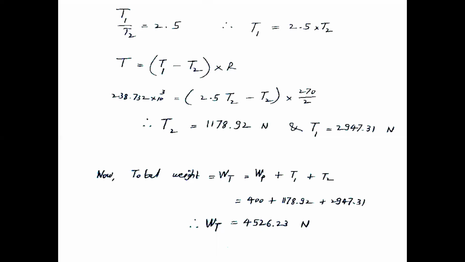Now these are the two tensions of the belt, which are again in a downward direction. So the total weight at the particular point where the pulley is mounted equals the weight of the pulley plus T1 plus T2. So 400 plus 1178.92 plus 2947.31. The total weight comes out 4526.23 newtons. So this much weight is directly on that particular point.